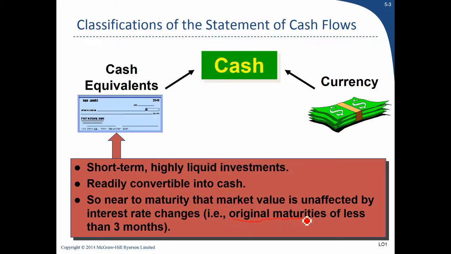Original maturities of less than 3 months. So companies will often not just want cash sitting in their bank account. You can invest for very short periods of time and earn very small rates of interest. So companies will usually do that. But for all intents and purposes, that's equivalent to cash, right? It's just you could cash it out tomorrow and pay off bills.